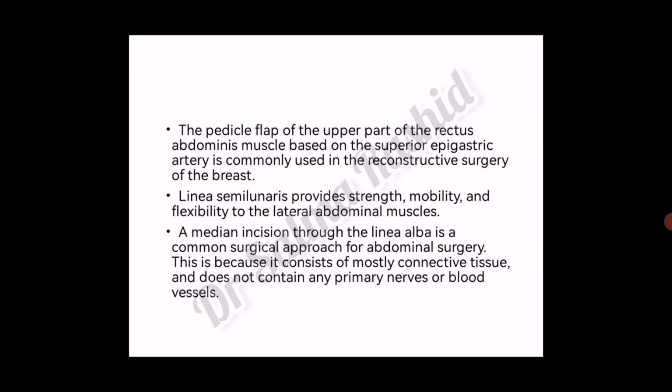The pedicle flap of the upper part of the rectus abdominis muscle, based on the superior epigastric artery, is commonly used in the reconstructive surgery of the breast. Linea semilunaris provides strength, mobility, and flexibility to the lateral abdominal muscles. A median incision through the linea alba is a common surgical approach for abdominal surgery. This is because it consists of mostly connective tissues and does not contain any primary nerves or blood vessels.